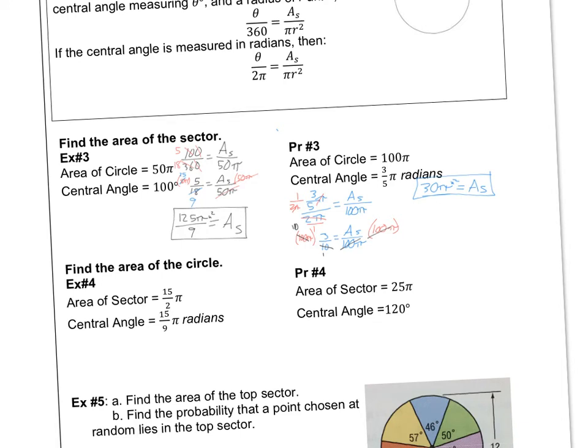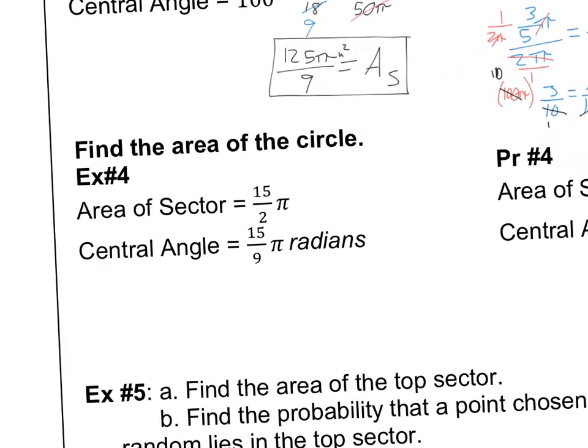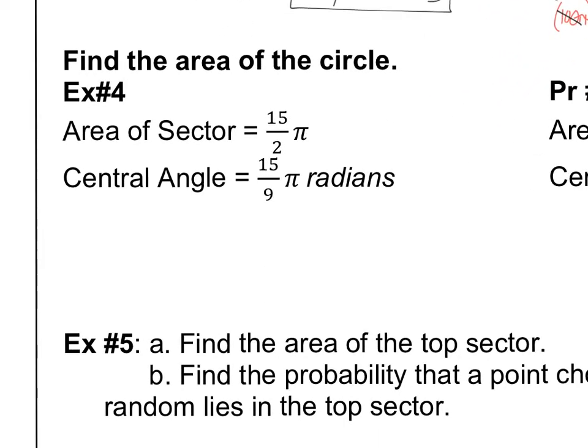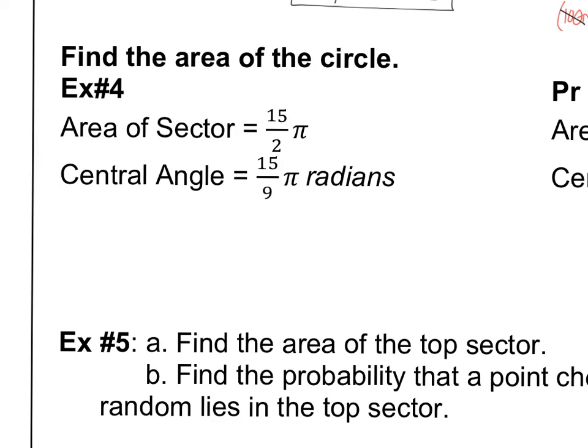So they're going to give us the area of the sector, and we're going to solve for the area of the circle. So let's plug it into the formula. This time it's in radians, so I'm going to start off with 15 over 9 pi, all over 2 pi, is equal to the area of the sector, which I know is 15 pi over 2, over the area of the circle.